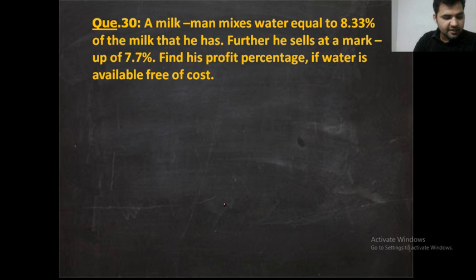Attempt this question, guys. A milkman mixes water equal to 8.33% of the milk that he has. Further, he sells at a markup of 7.7%. Find his profit percentage if water is available free of cost.